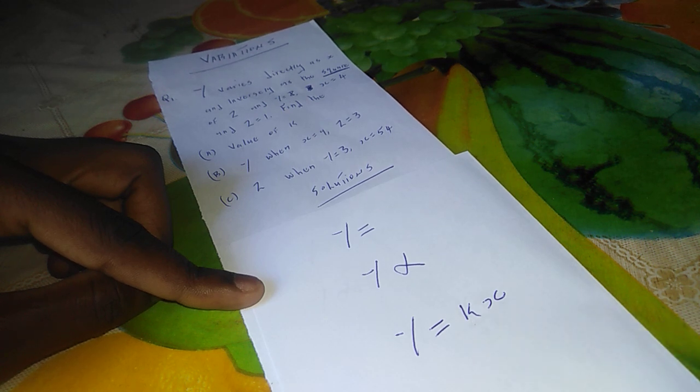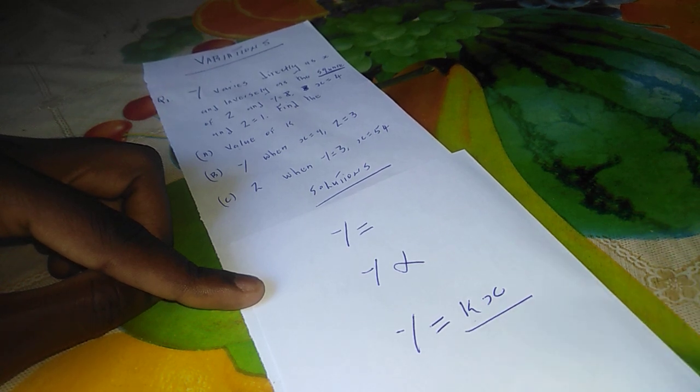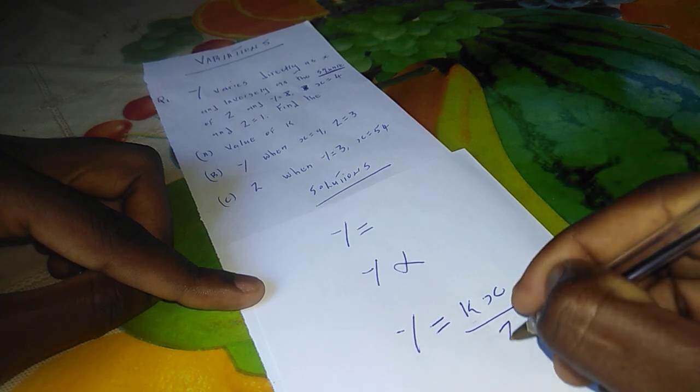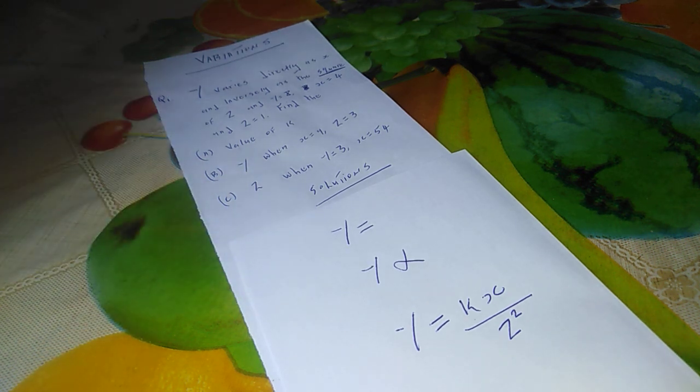Then the inversely: remember what I said, inversely simply means division. That's why I had to divide. Inversely as the square of what? The square of z. So z there is squared. Now we proceed. The first question is saying find the value of what?